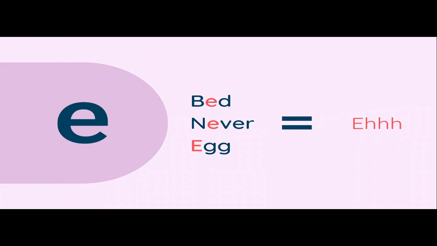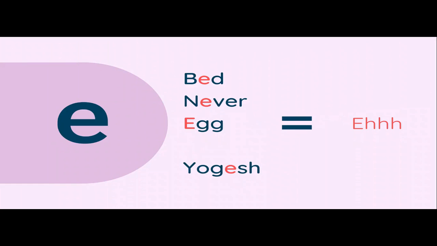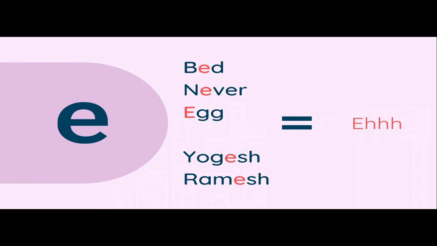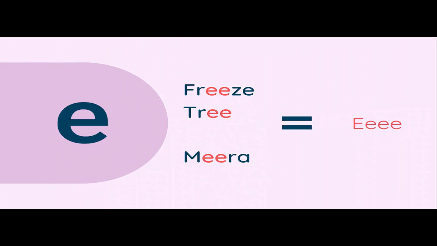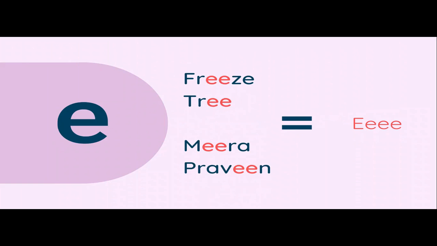So you would see this in the name Yogesh or in the name Ramesh. The other way to pronounce an E is if there's a double E in the name, and it's pronounced the exact way you'd pronounce a double E in English. Like in the word freeze or tree, it has an E sound. That's the same way you would pronounce the name Mira, Meera, Mira. Or the name Praveen, Praveen, freeze, tree. You hear that?